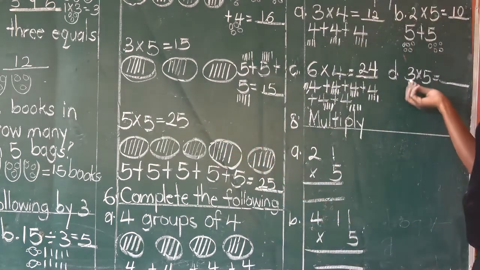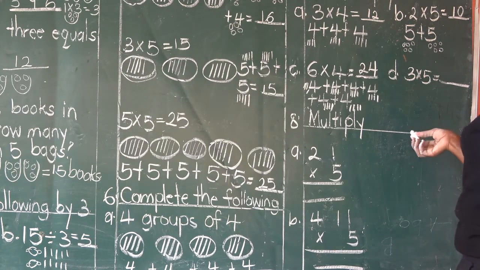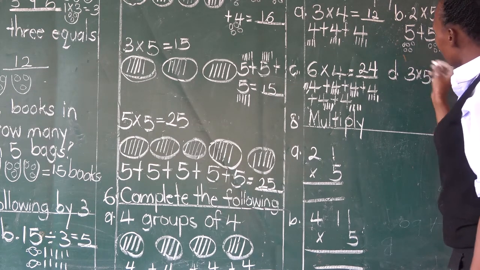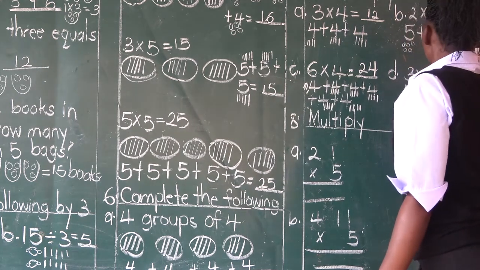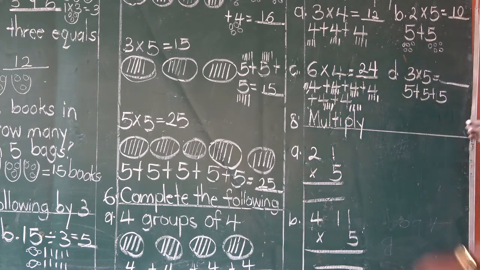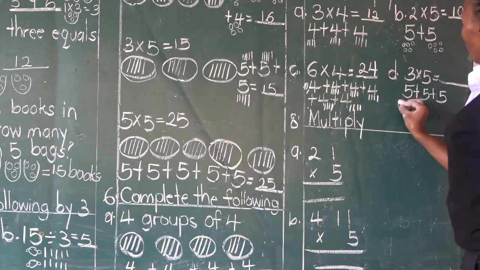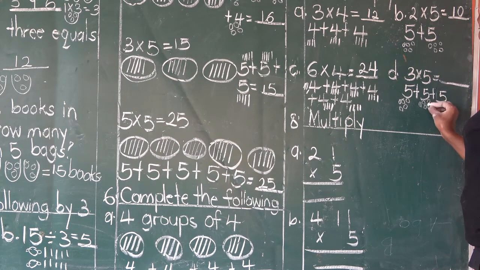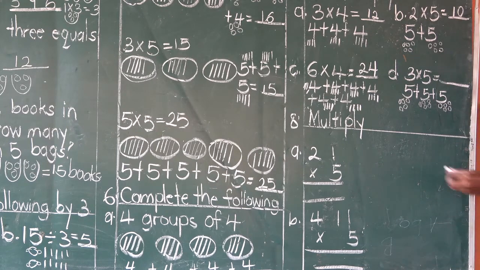And then here we have 3 times 5, or 3 groups of 5. Meaning that you are going to write the number 5, 3 times. 1, 2, 3. But you want to find the answer here. 1, 2, 3, 4, 5 in each group. Now let's put them together: 1, 2, 3, 4, 5, 6, 7, 8, 9, 10, 11, 12, 13, 14, 15.